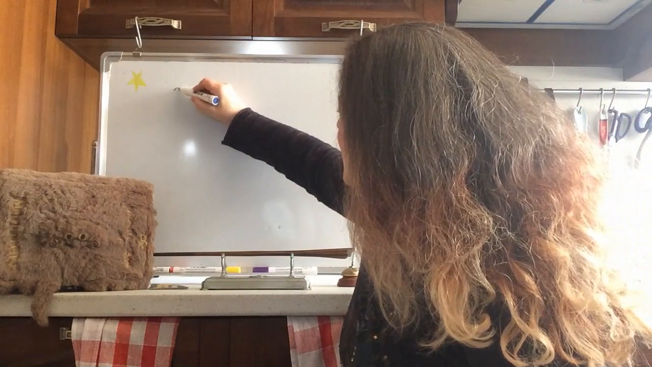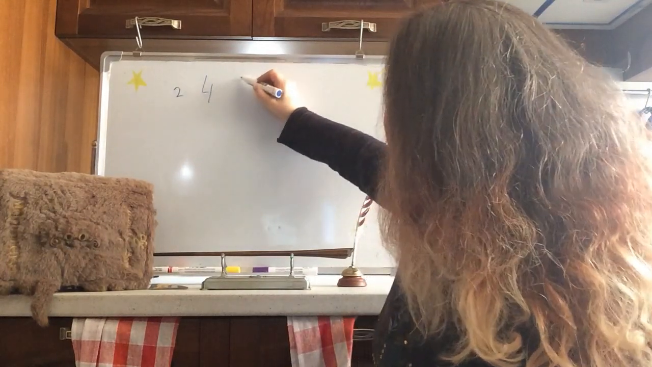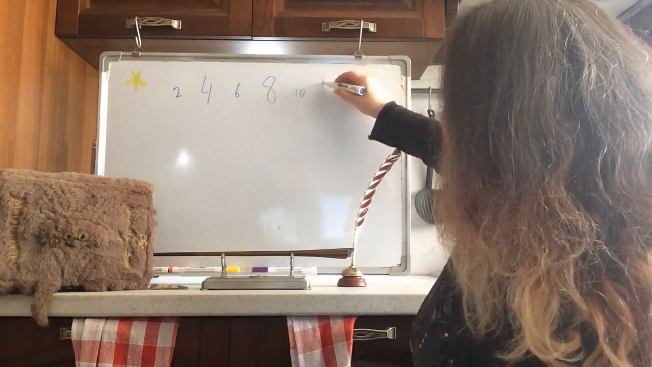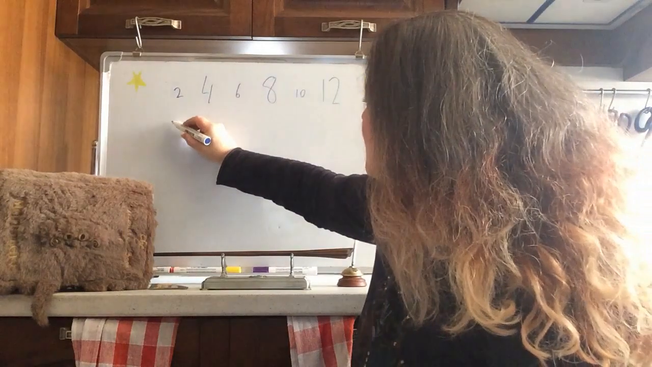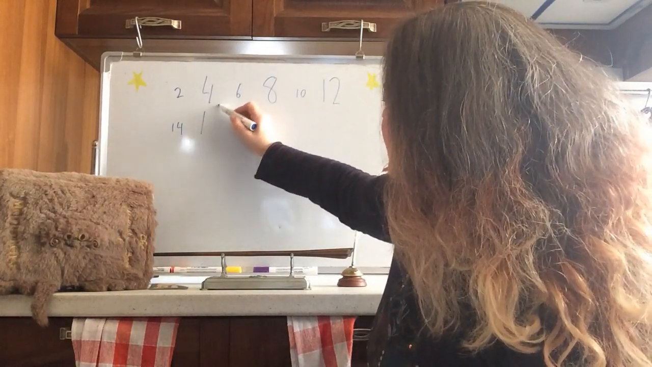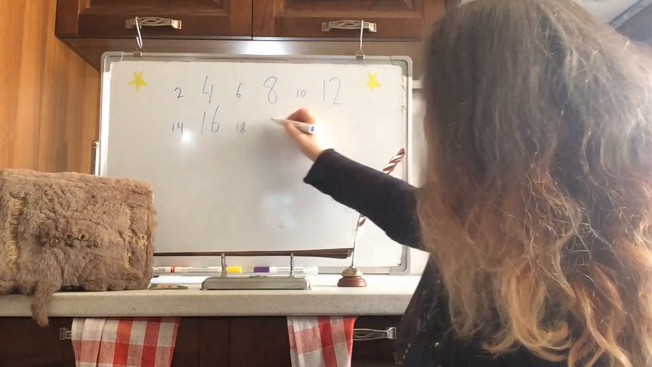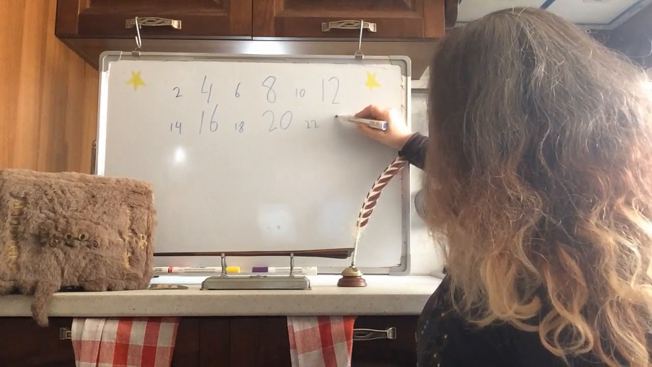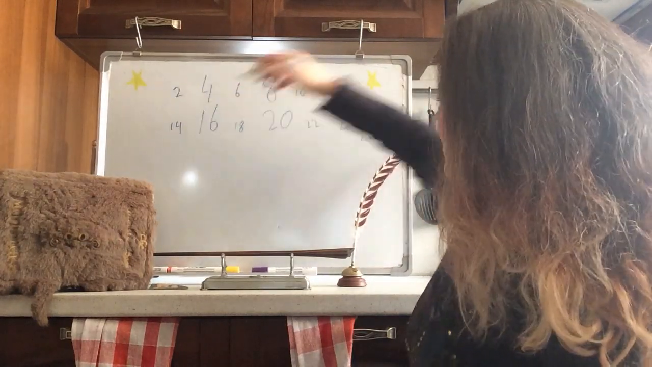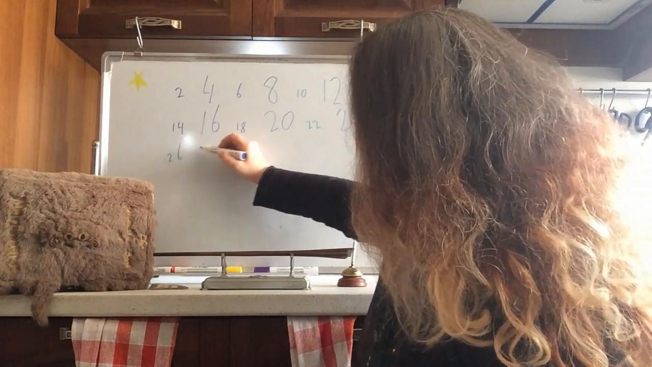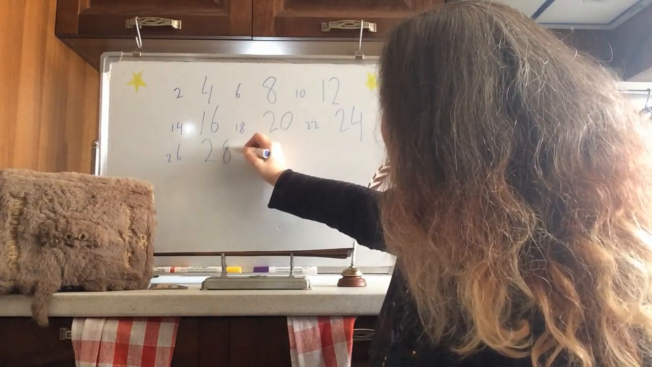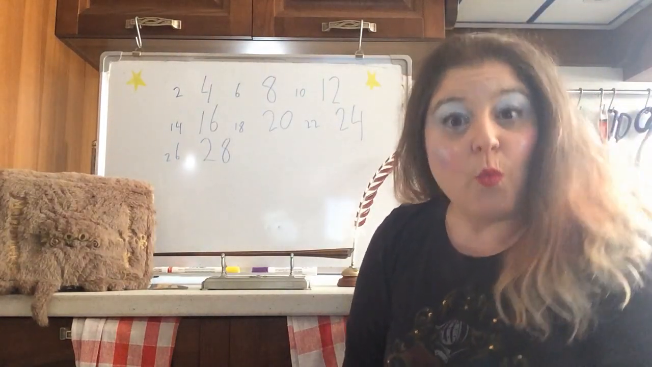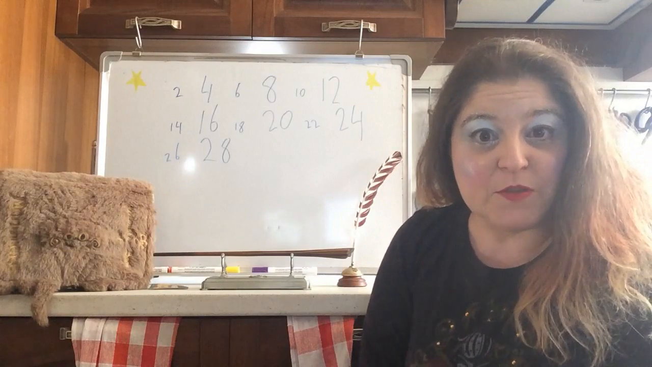So here we go. 2, 4, 6, 8, 10, 12, 14, 16, 18, 20, 22, 24, 26, 28. There we go. So now we are going to say our multiples of 2.